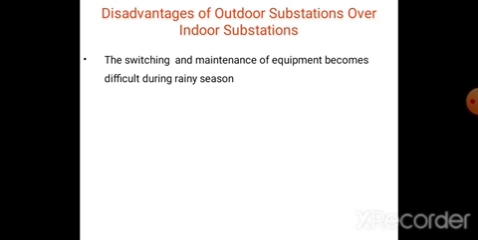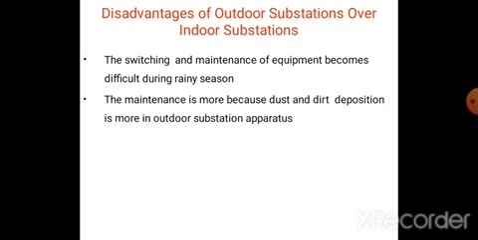What are the disadvantages of outdoor substation over indoor substation? The switching and maintenance of equipment becomes difficult during rainy seasons. Switching means the voltage should be maintained constant, stepped up or stepped down. The maintenance of the substation becomes difficult in rainy and windy seasons.